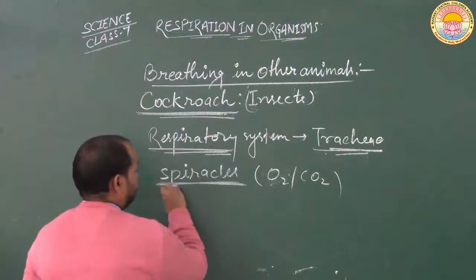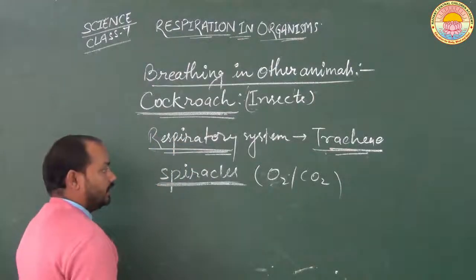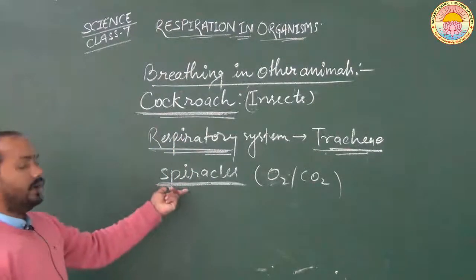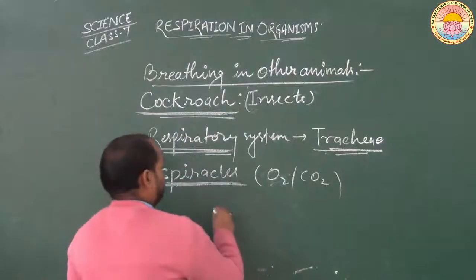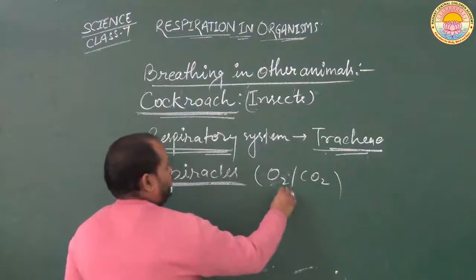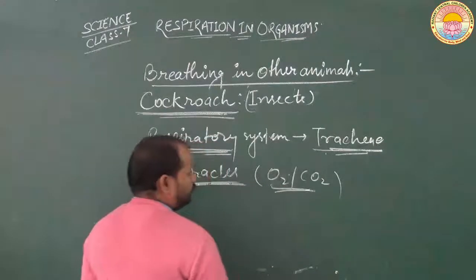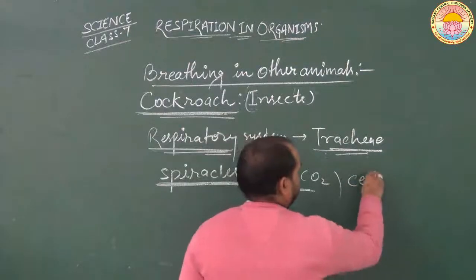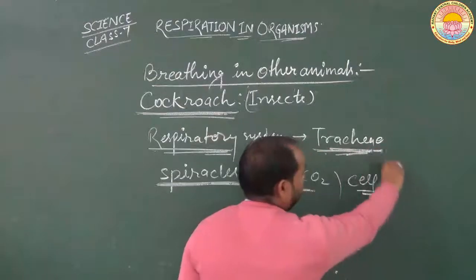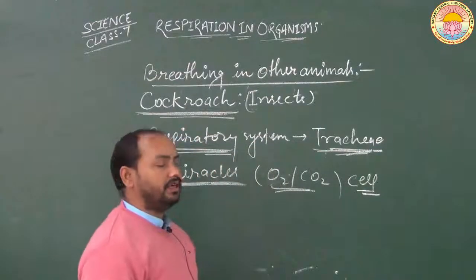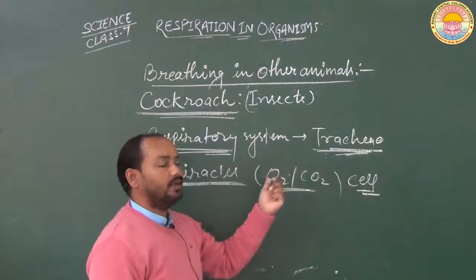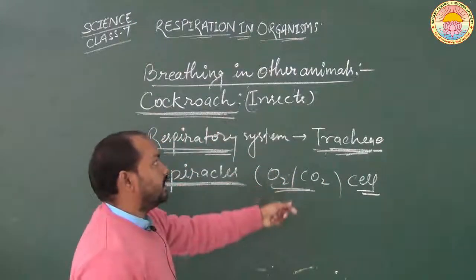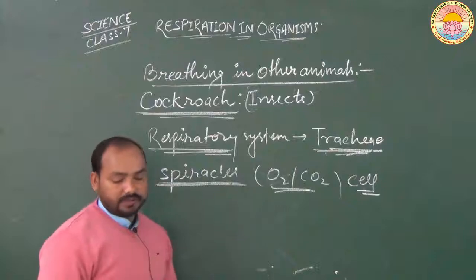Means through their spiracles the air moves inside the body and also goes outside of the body, and the exchange of oxygen and carbon dioxide takes place inside the cell through the trachea. These trachea help in the diffusion of carbon dioxide and oxygen gas into the cell. In this way, cockroaches and other insects complete their breathing process.